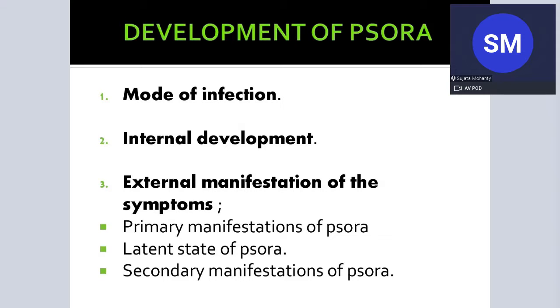So now we'll discuss the development of Psora. It has three stages of development. First, the mode of infection. Second, internal development, where it develops internally. And third is the external manifestation of the symptoms. The external manifestation of the symptoms also has three stages: the primary manifestation of Psora, the latent stage of Psora, and then the secondary manifestations of Psora. So this is the development of Psora.